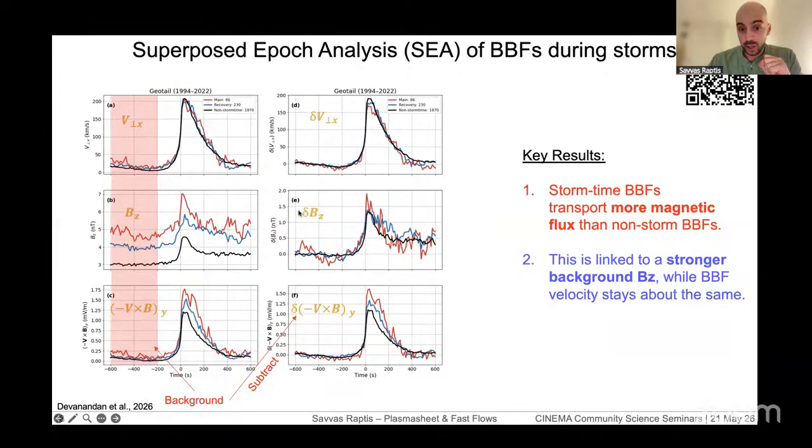Interestingly, if we subtract the background here, which I shaded with red, so imagine that you just subtract this value out of all the examples that you have, you end up with a very interesting picture that shows that the velocity change with respect to the background is relatively similar between the different phases of the storm, and so is the depolarization aspect, which is roughly on the order of 1 to 2 nanotesla on average.